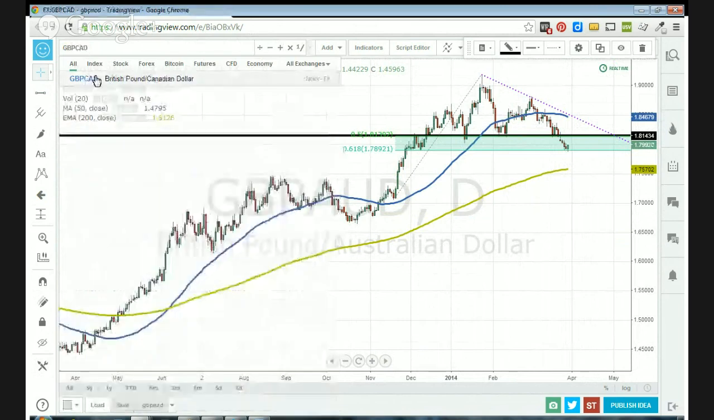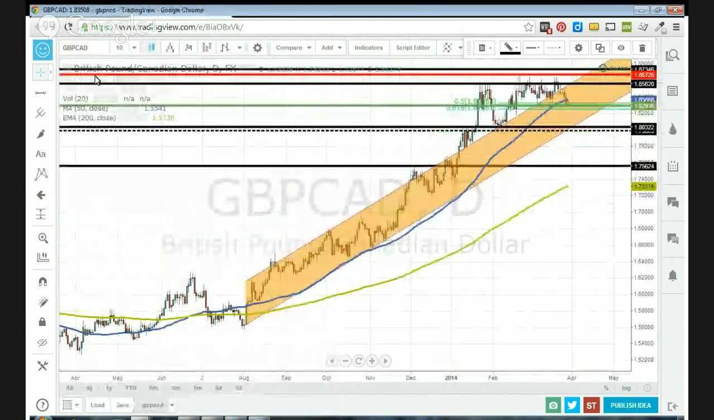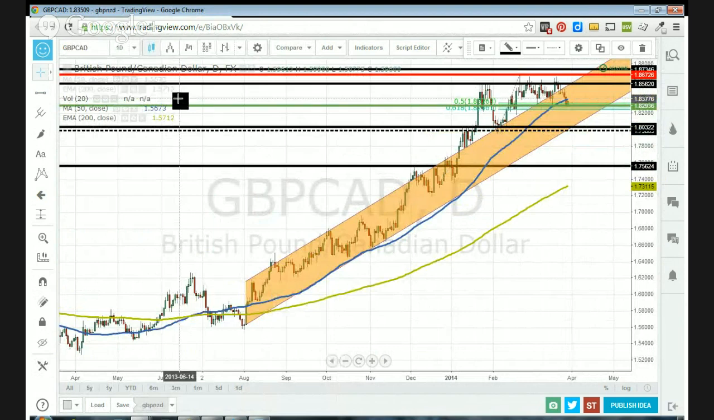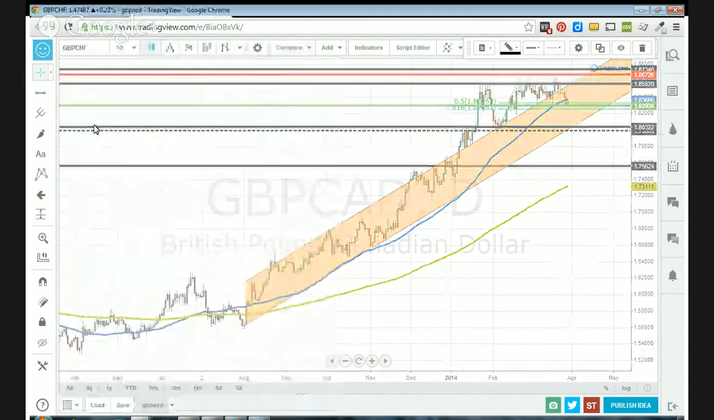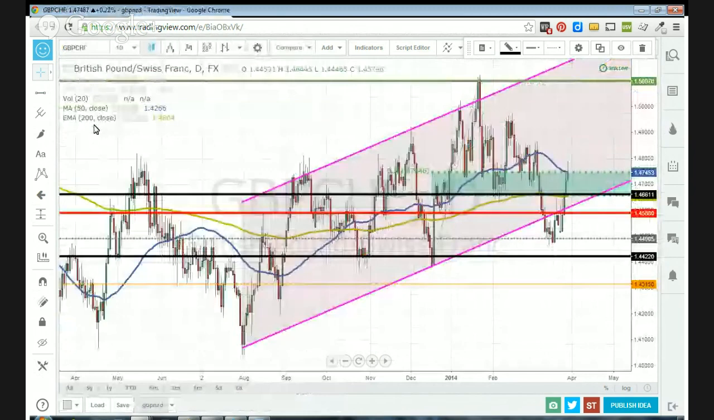Pound Canada. I'm seeing potential buying opportunities on Pound Canada and Dollar Canada. I'm going to hold off and ask for a little more evidence, because yesterday I went long Dollar Canada and that was a little too early. So I just want to see more evidence, especially in the form of candlesticks, to really confirm that. Pound Swiss. This looks like it could be ready to head south soon.